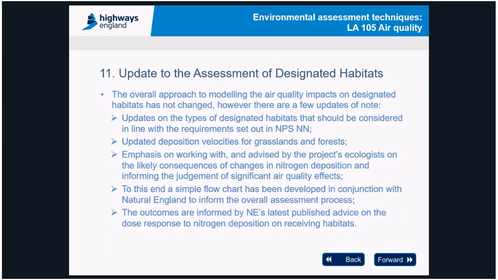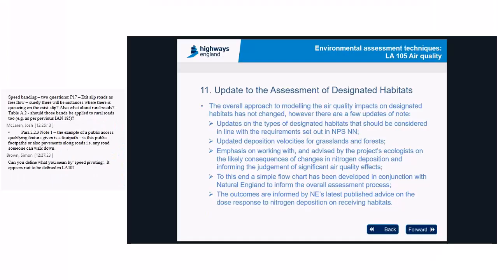The thing to note where we've taken the update is there's now an expanded number of habitats. In the past we've talked about sites of special scientific interest and special areas of conservation. We're taking the opportunity to go to the National Policy Statement for National Networks, and in there's a more informed and detailed list, and the assessment methodology now just brings the guidance into line with that listing. We've also taken the opportunity to update the deposition velocities for grasslands and forests, and that brings it in line with the latest published advice by others in this space.